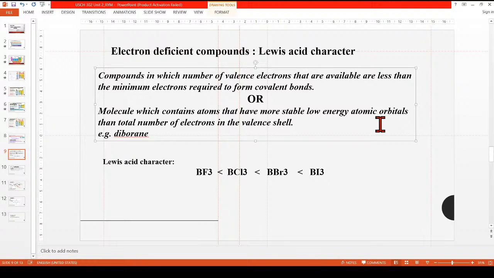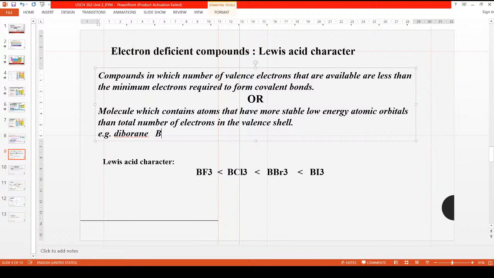डाइबोरेन का फॉर्मूला है B2H6. तो दो बोरॉन हाइड्रोजन के साथ कितने बॉन्ड बना रहे? 6 बॉन्ड. तो वन बोरॉन कितना बनाएगा? 3 bonds. So for making 3 bonds you require how many electrons per boron? 3 twos are 6. So 6 electrons from each boron are required, but there are not 6 electrons in boron. So therefore this type of compound is an electron deficient compound.